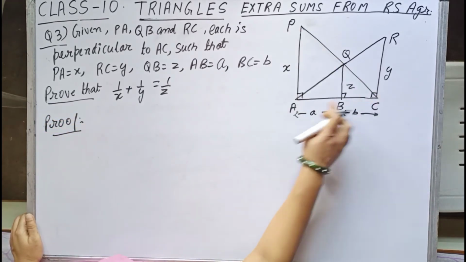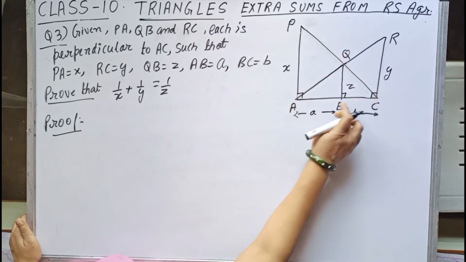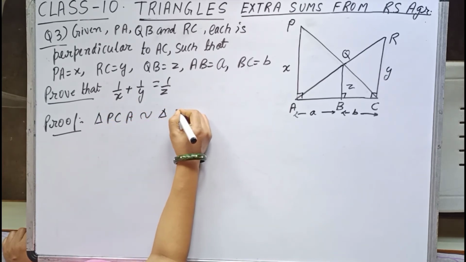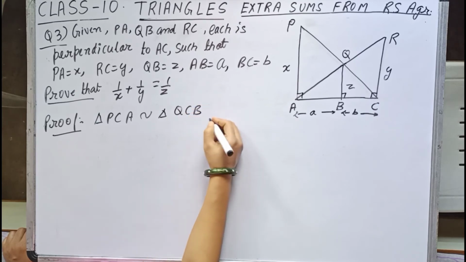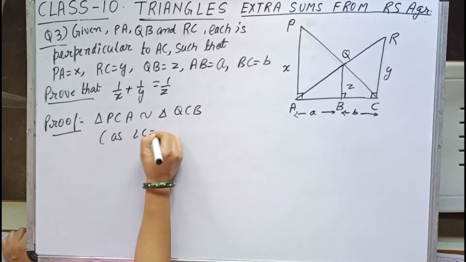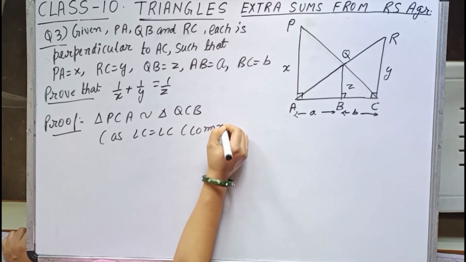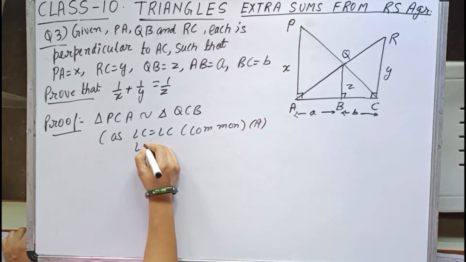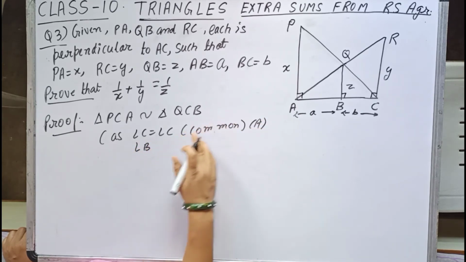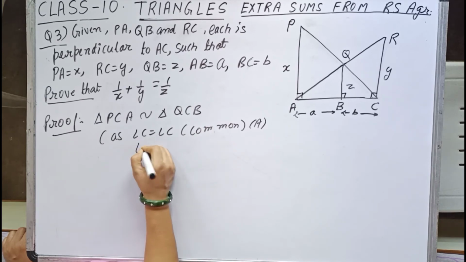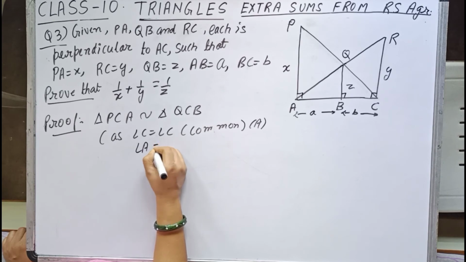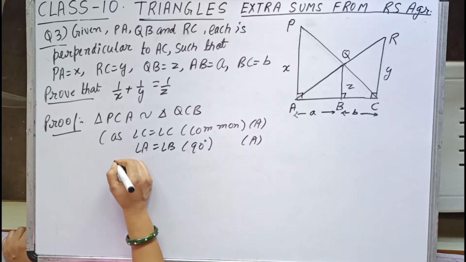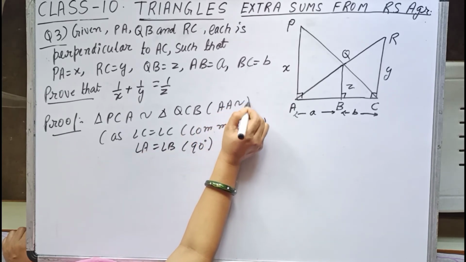Now triangle PCA is similar to triangle QCB, as angle C equals angle C, common. And angle A is equal to angle B, 90 degrees. So over here, by double A similarity.